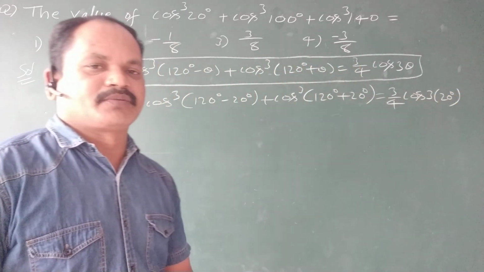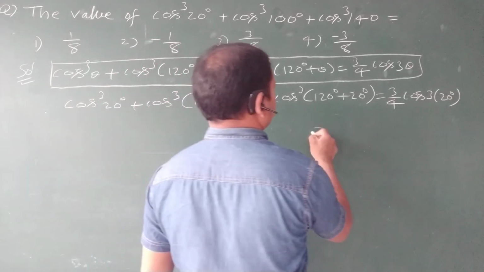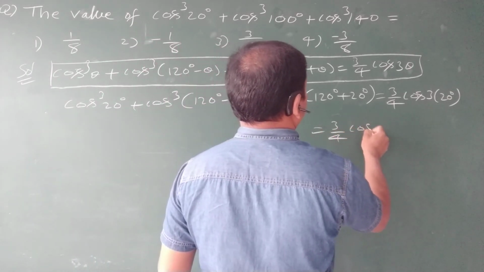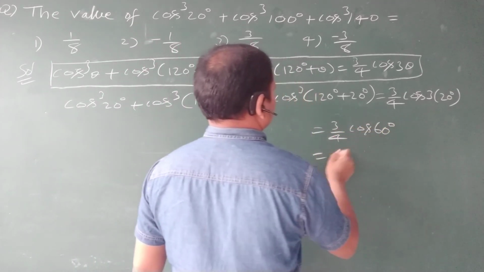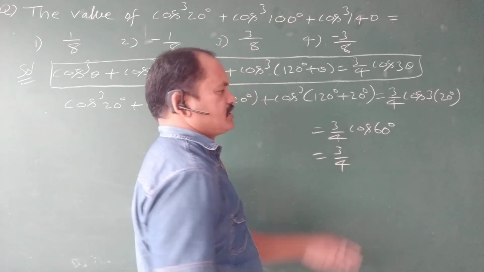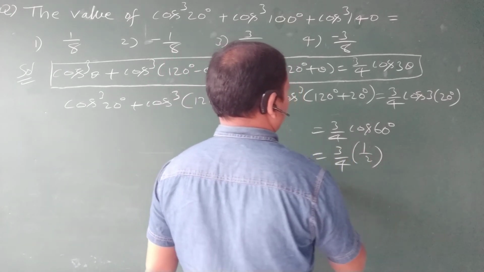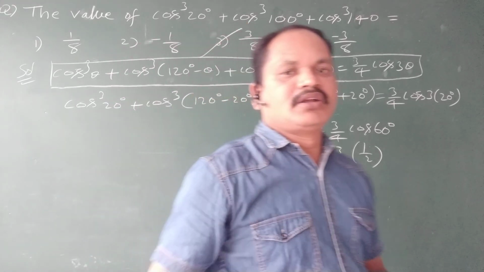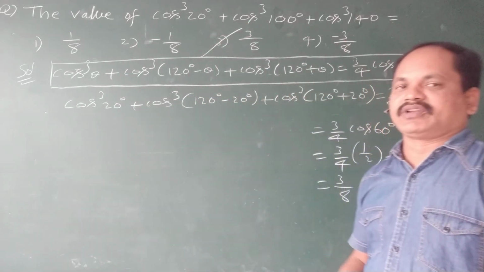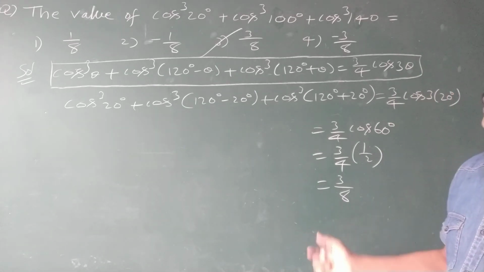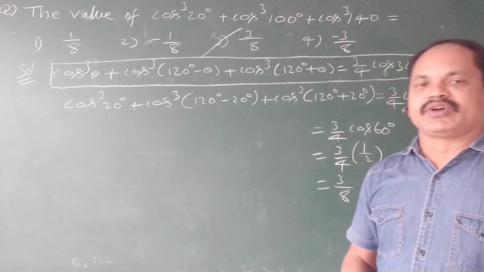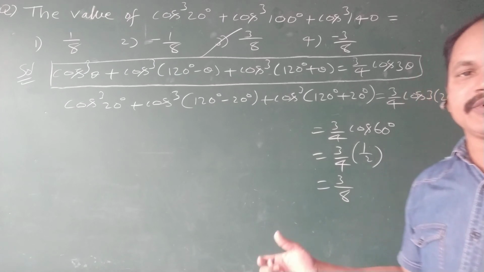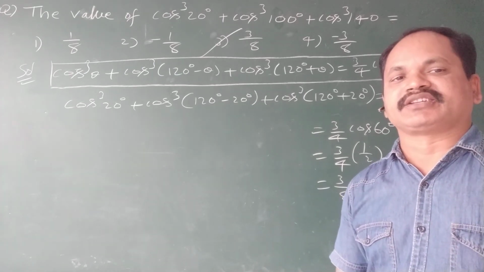So 3 times 20 degrees is nothing but 60 degrees. That's why 3 by 4 cos 60 degrees. So 3 by 4 times cos 60, which is 1 by 2. That's why the answer is 3 by 8. That is the third option. So these are the questions, a very important model. You can practice all these questions. Now we are going to the practice questions that depend upon these concepts, so you can practice those questions.